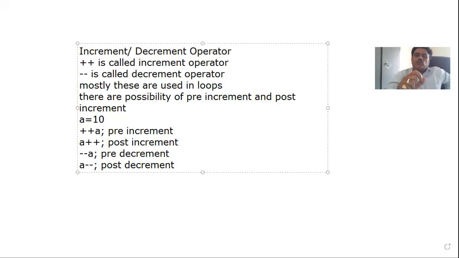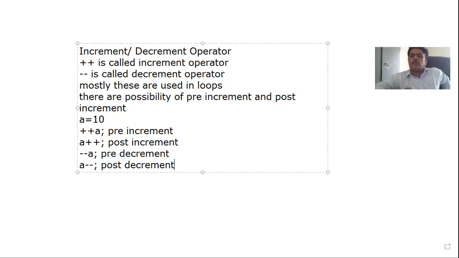So what is the use of this? Sometimes you want to increment first and then start the loop. Sometimes you start the loop, and after completing the loop, you have to increment. In those cases, you can use whichever you want. Plus plus a means the value is incremented first, then the loop starts. Here a plus plus means the loop starts, then the value is incremented. This is the use of pre-increment and post-increment, and in the same way pre-decrement and post-decrement.